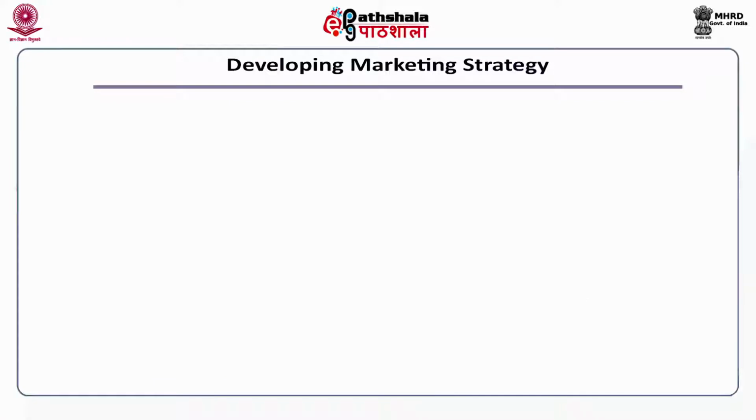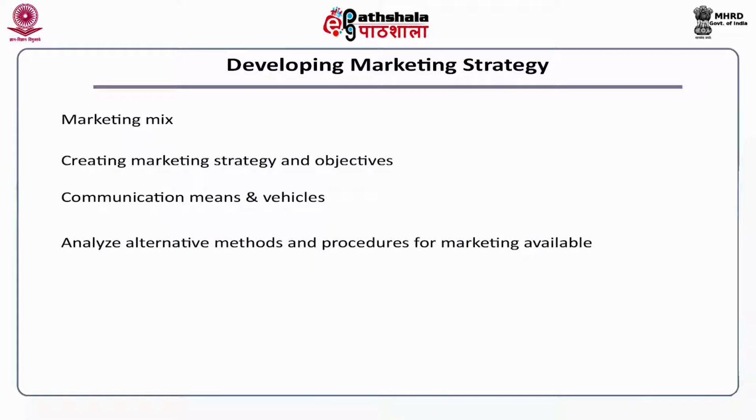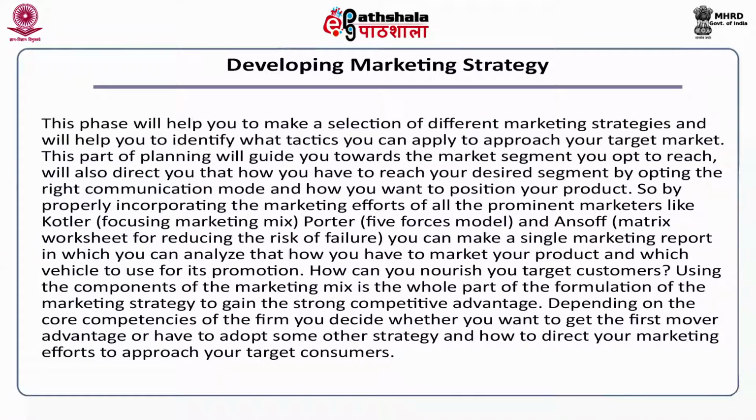Third is developing the marketing strategy, considering the marketing mix, creating marketing strategies and objectives, communication means, and analyzing alternative methods and procedures for marketing available. This stage of the marketing planning process involves making the marketing objectives and marketing strategies to accomplish the overall company's objective. This step includes analyzing all the marketing tactics available for the best promotion of the product. This phase will help you select among the different marketing strategies and identify what tactics you can apply to approach your target market.